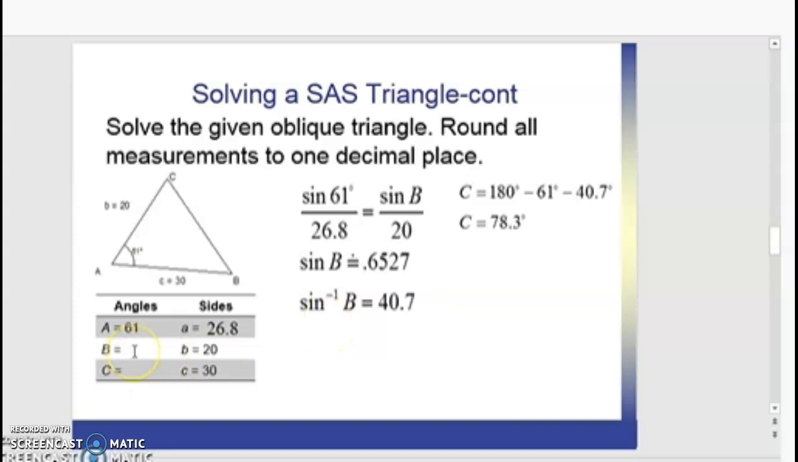So we have the value of angle B. We were given the value of angle A, so we can add those and subtract from 180 to find that the measure of angle C to finish solving the triangle is 78 and 3/10 degrees.